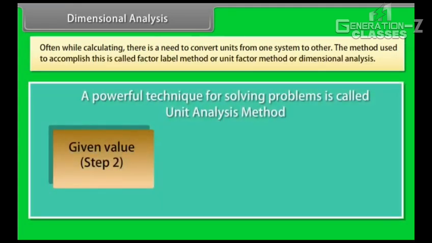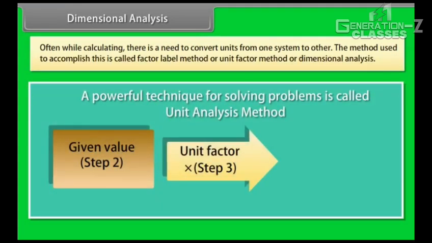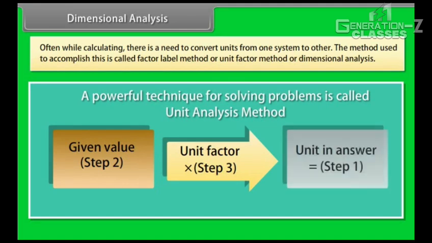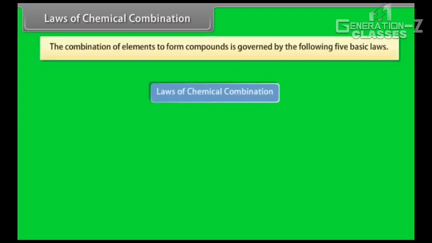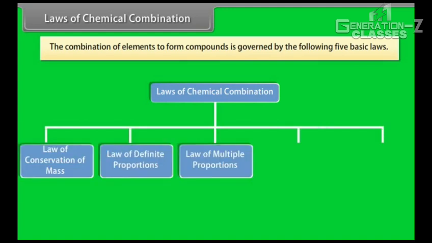Dimensional analysis. Often while calculating, there is a need to convert units from one system to another. The method used to accomplish this is called the factor label method, or unit factor method, or dimensional analysis. Laws of chemical combination. The combination of elements to form compounds is governed by the following 5 basic laws.